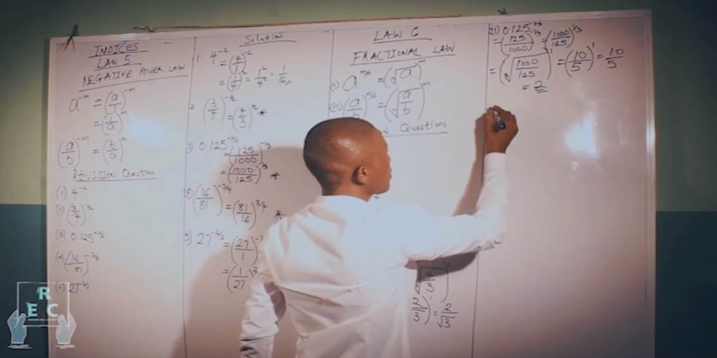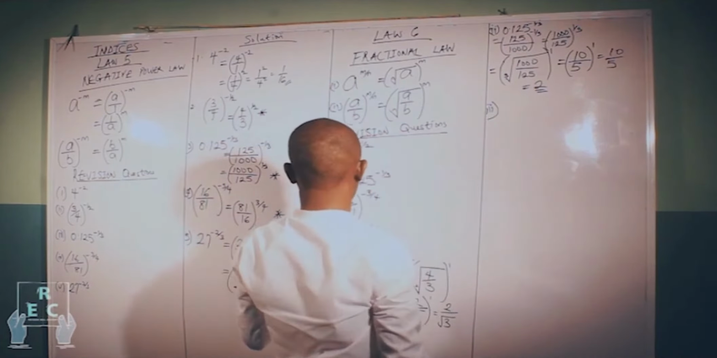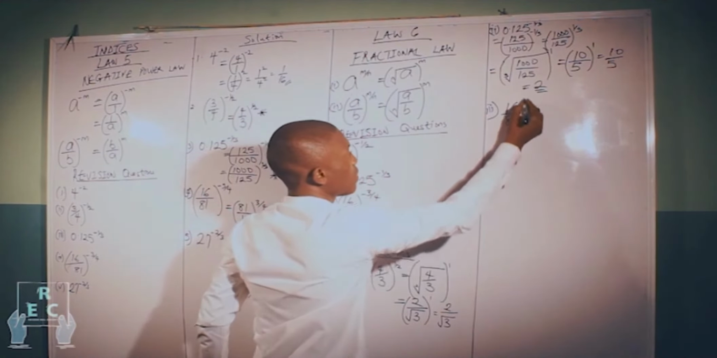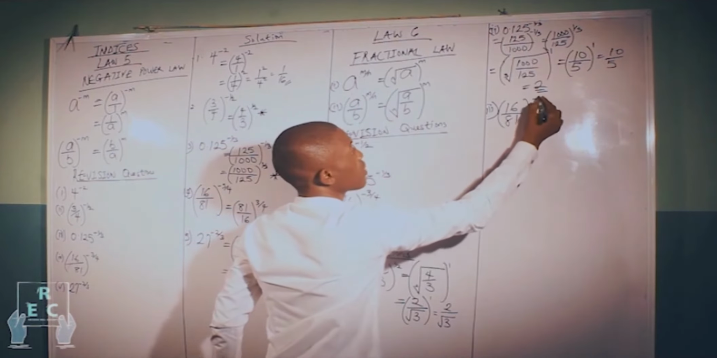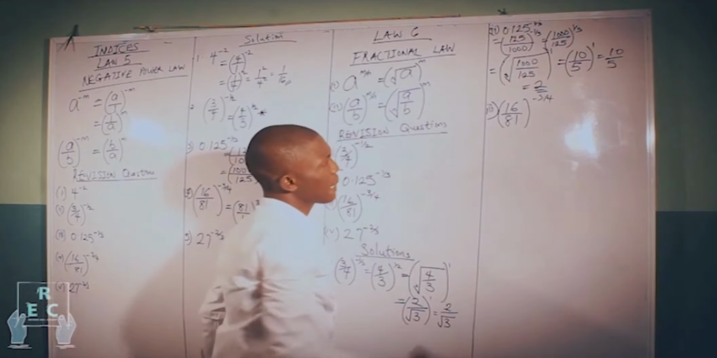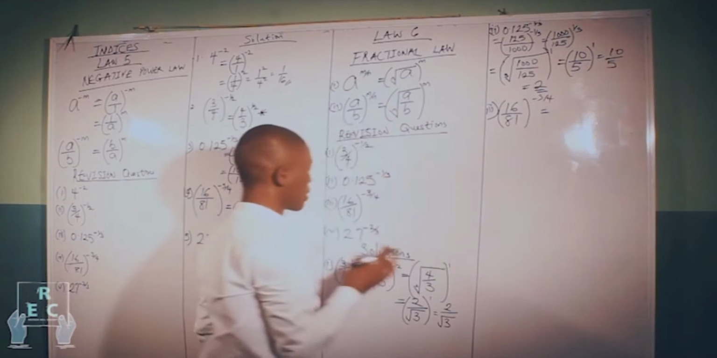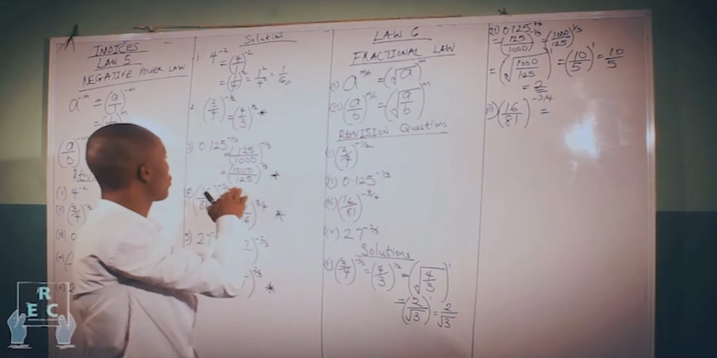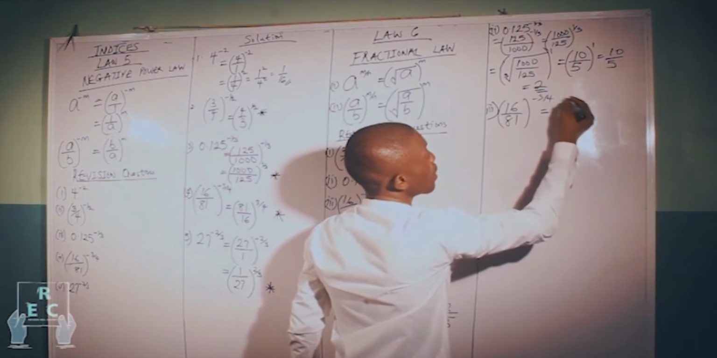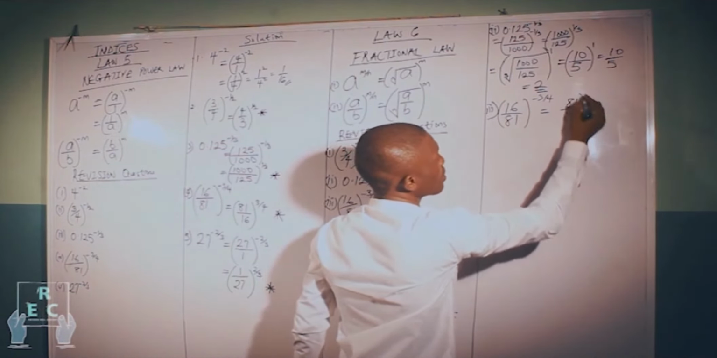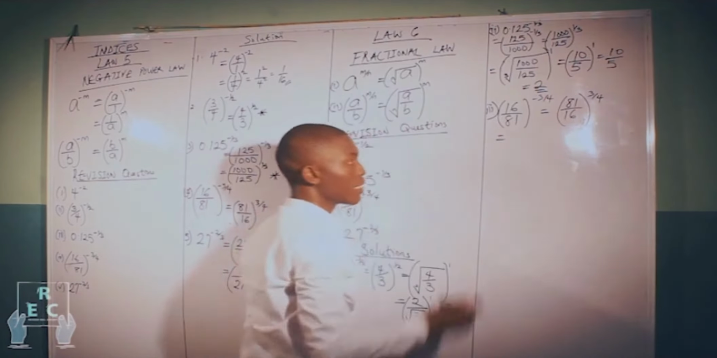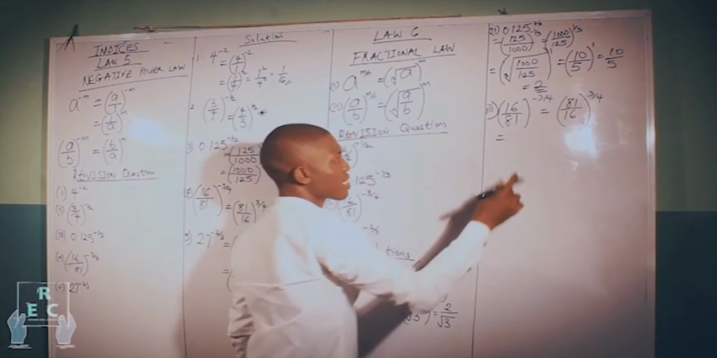In the third question, we have 16 over 81 in brackets, to the power minus 3 over 4. Did you see this? We have solved it to a particular point in the third law here, so you don't need to waste your time. Just use the law. Reciprocal. 16, 3 over 4. So here we go. The same thing applies, this law. Very interesting law.